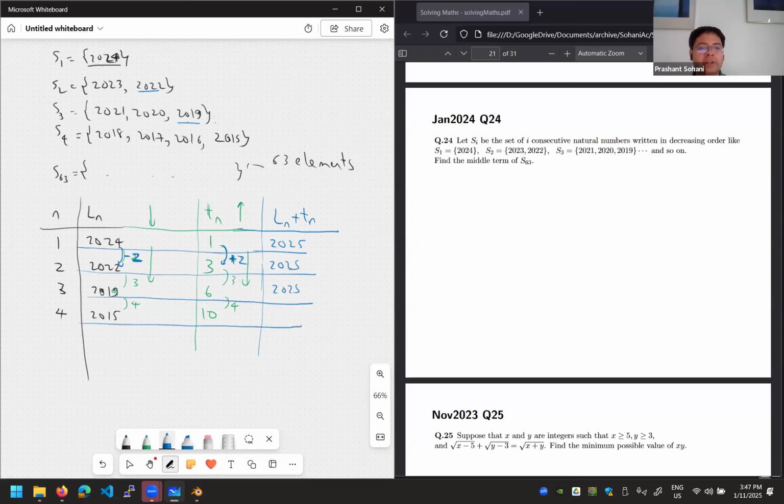So see, every row is adding to 2025, and the reason is simply how much you are decreasing. Let's say from this to the next term, here I'm going to do -5 and here I'm going to do +5. So obviously the total sum is going to remain the same. So in general, for every term, this plus this is 2025, and the same pattern will continue all the way. We are interested in S63, the 63rd row. So the last element of the 63rd set plus T63 will also be 2025.